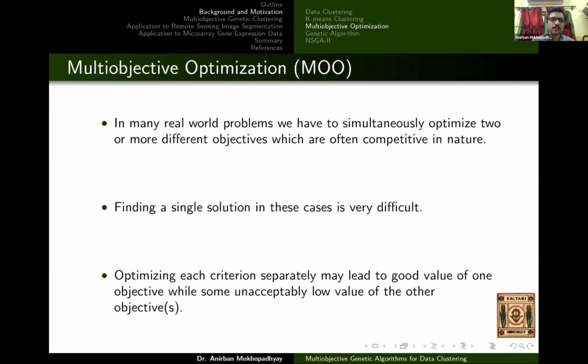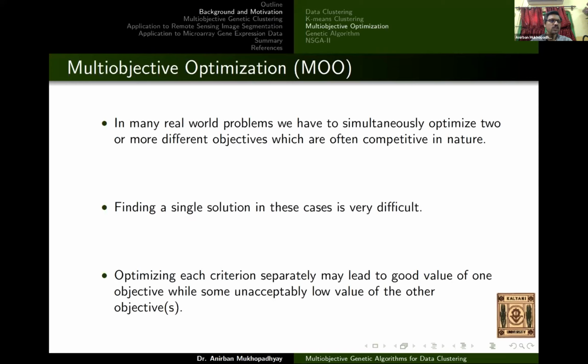So finding a single best solution in this case is very difficult. In most cases it is not possible to find a single solution which will give you the best time as well as cost. The more practical case is that you will get a set of trade-off solutions, where I cannot say that this solution is better than the other one, but some solutions are better in time, some solutions are better in cost. So these will be called trade-off or compromise solutions, a set of solutions you will get.